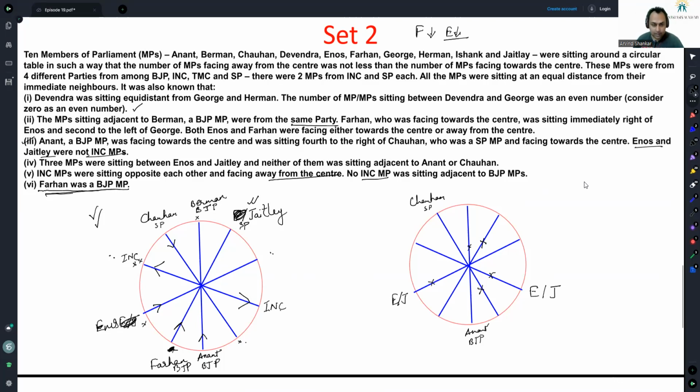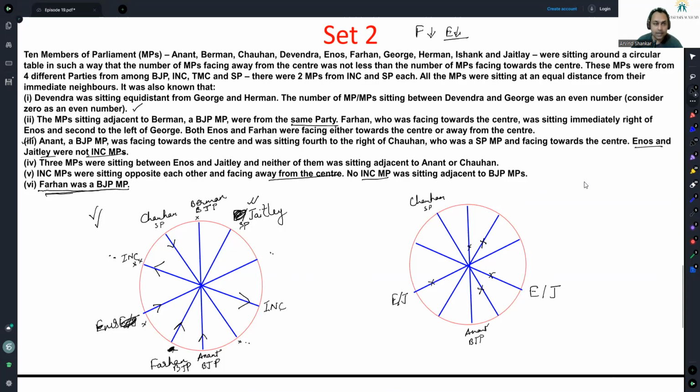Let's see. Farhan, who was facing towards the center, was sitting immediately to the right of Enos and second to the left of George. So if George was here, Farhan can come here. But if George was seated here and facing inwards, then Farhan can come to his left as well. So it doesn't help. I can't place George right now.